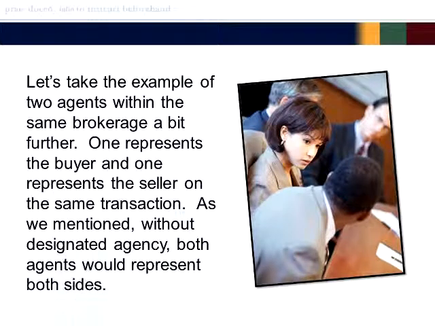Let's take an example of two agents within the same brokerage a bit further. One represents the buyer and one represents the seller on the same transaction. As we mentioned, without designated agency, both agents would represent both sides.